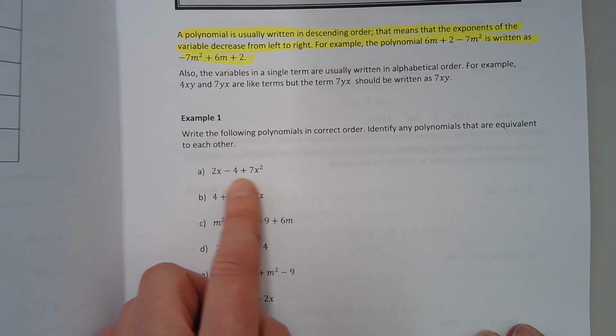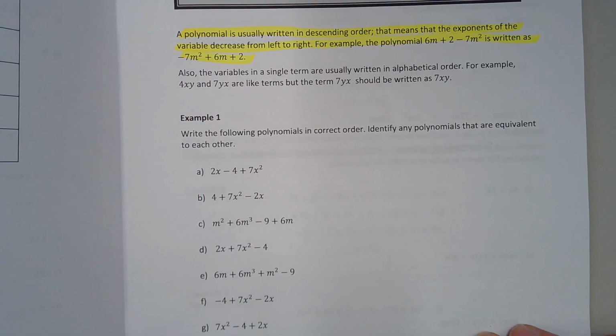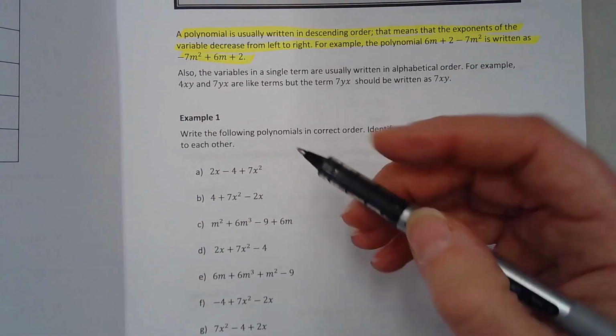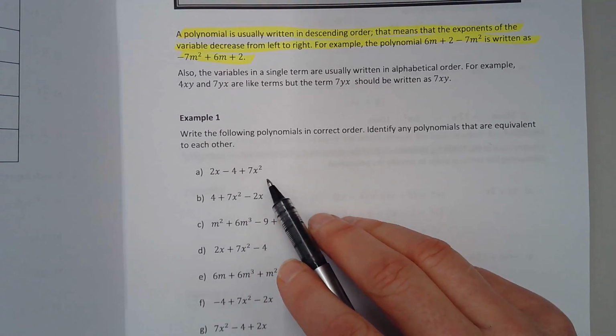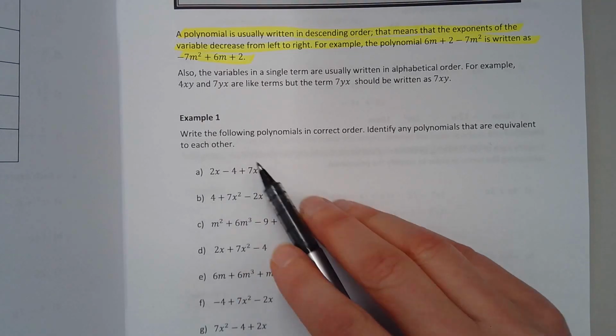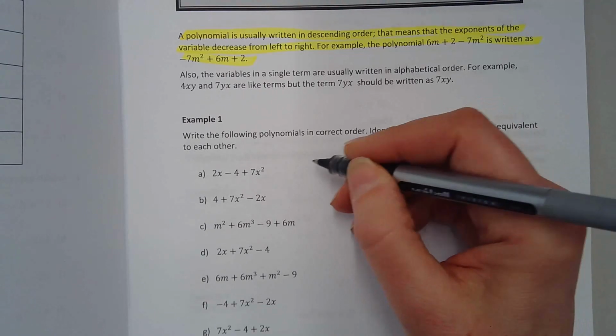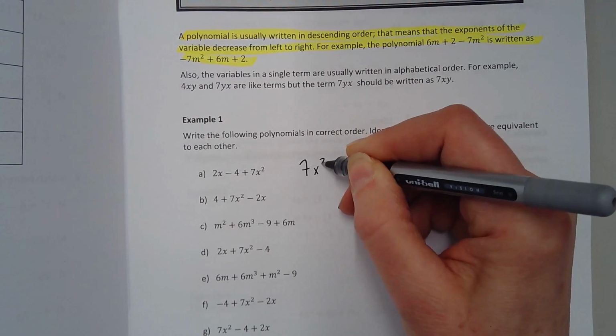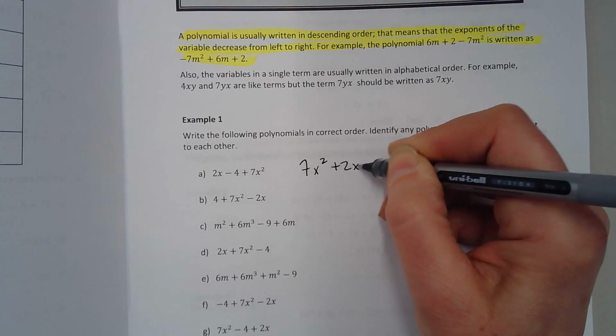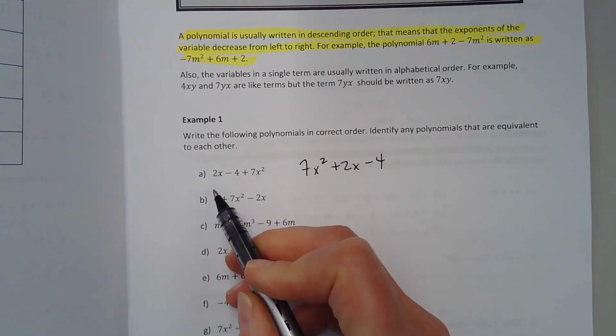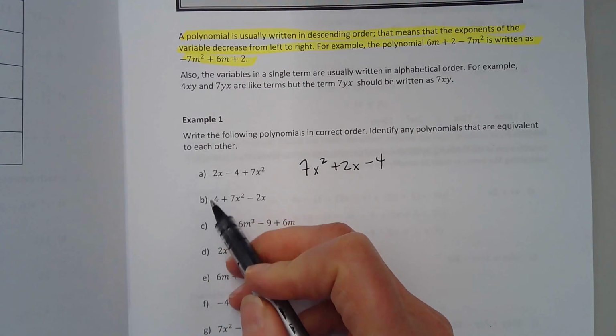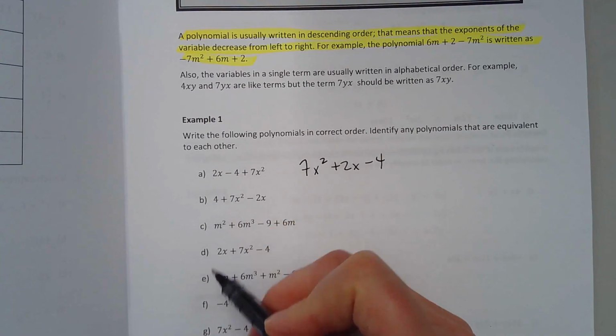So for this one, and I'm going to kind of jump through a couple of them just to make sure I get through all the important stuff today. This one's not written in proper order, is it? No. Which should be written first? Yeah, 7x squared, and then the positive 2x, then the minus 4. Remember, if there's not a symbol written in front of the lead term, it's a positive number, right?